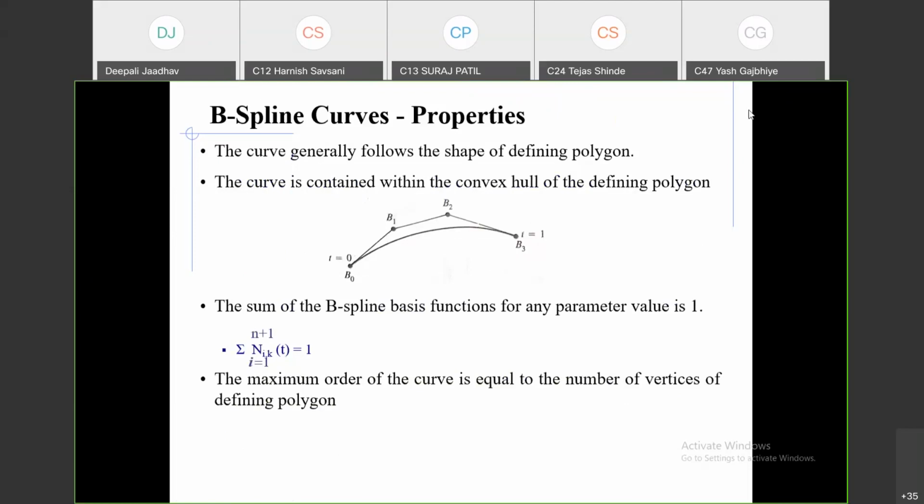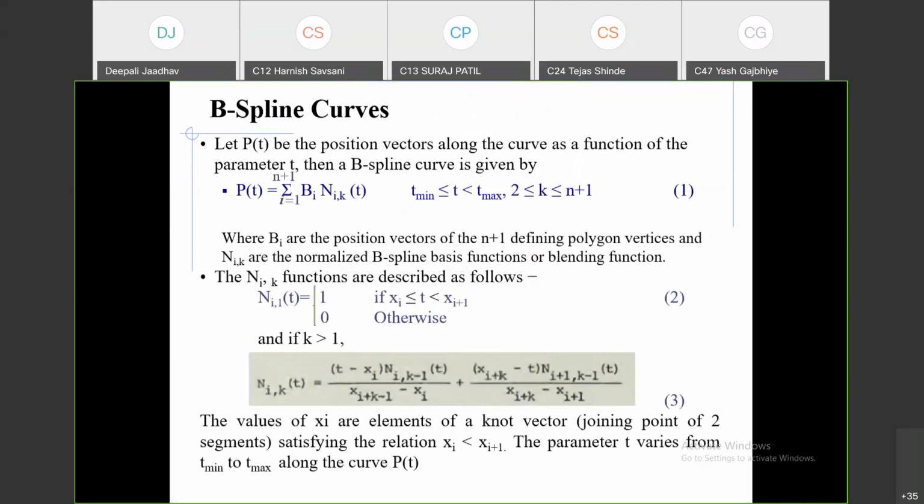Now we move towards the next part, that is the equation of the B-spline curve. So the equation we are going to see for the B-spline curve. Let P(t) be the position vector along the curve as a function of parameter t. Whenever we draw a curve, suppose a vertex set is given, for example this one. And from those vertices, we have to draw a curve.